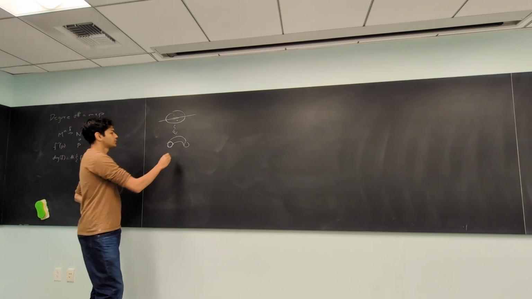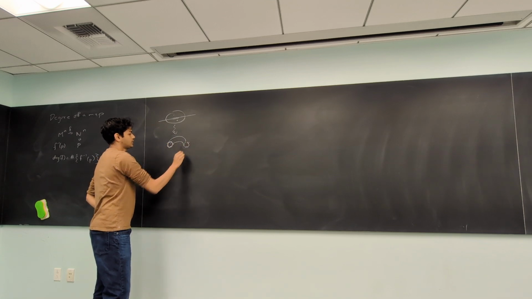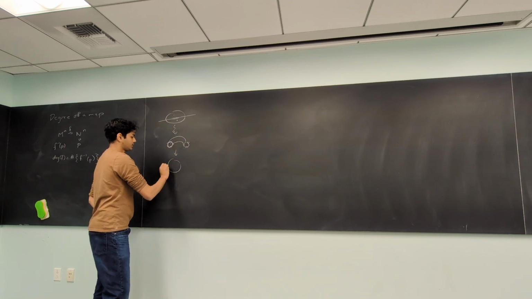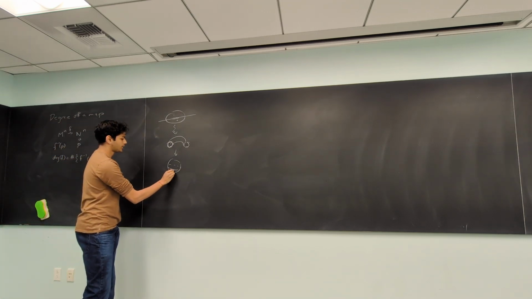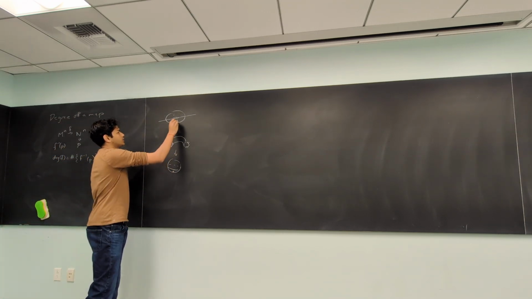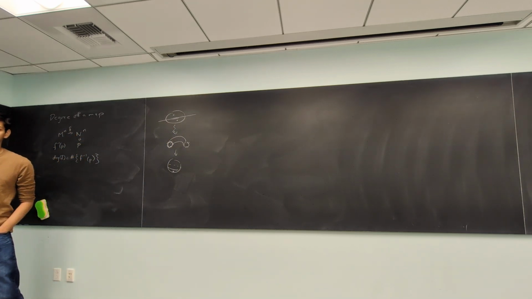Yeah, a sphere. After you identify this with this and this with this, what you end up getting is the sphere. And you can see that for the preimage of any point on the sphere, you're going to get two different preimages up here. This is an example of a degree 2 map.